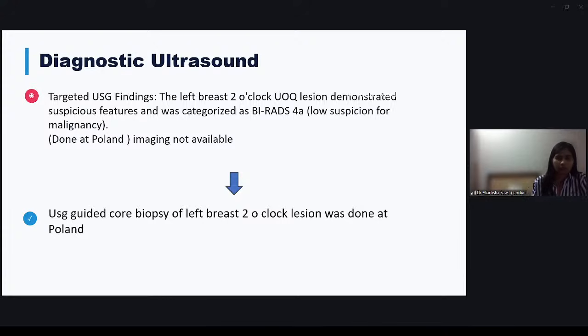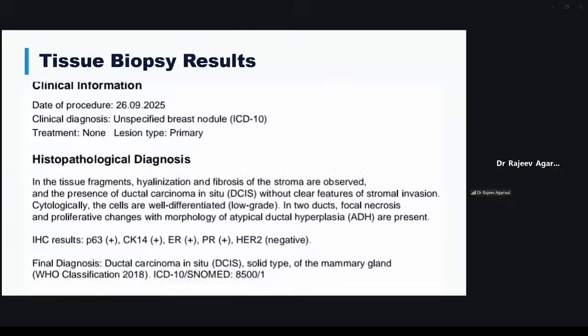During her diagnostic ultrasound, this was from Poland, the targeted USG finding was left breast 2 o'clock, upper outer quadrant region with suspicious features, which was categorized as BI-RADS 4A. And then they did a USG-guided core biopsy, which was also done in Poland.